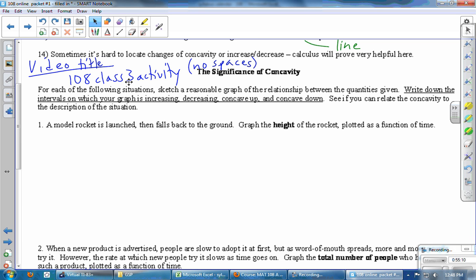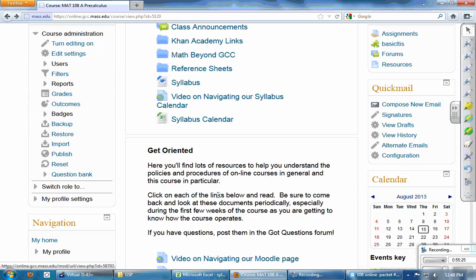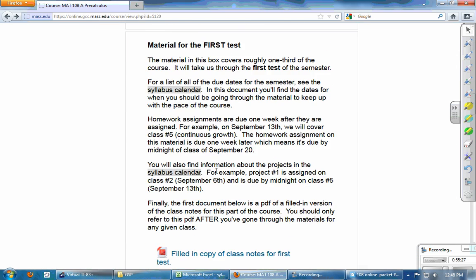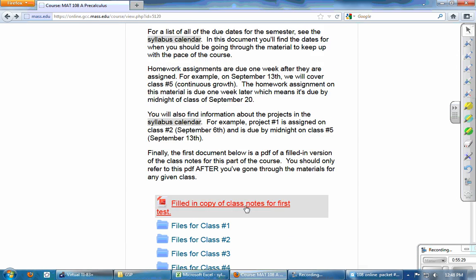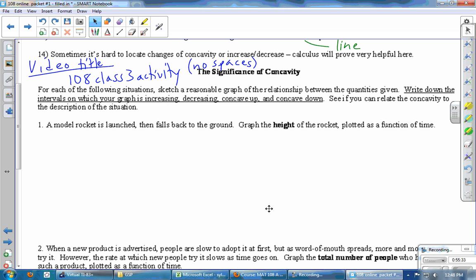But I strongly encourage you not to just go there right now, but rather take your time, work through this activity, and only when you want to see what I had to say about it, do you go and take a look. Also, where I download or upload the PDF, this is the material for the first test. Right here is a PDF of the filled in class notes. It will, of course, have these things filled in as well. So you will have answers to these problems in color once I've made the video, and I'll post them as a PDF right there.